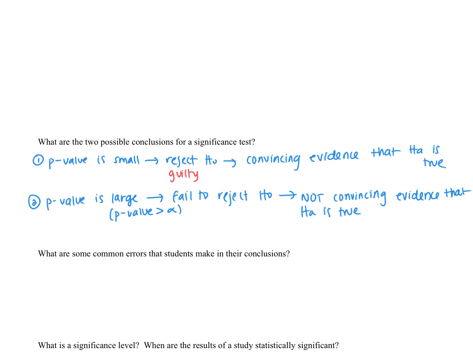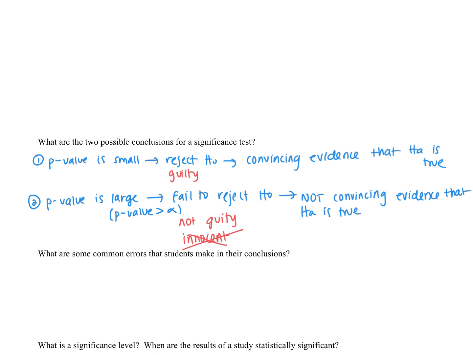If we fail to reject the null, there's not enough evidence to show that you were guilty. The decision is that you are not guilty. In a court case, they will never say that the person is innocent. Not guilty means there's not enough evidence to show that the person is guilty.